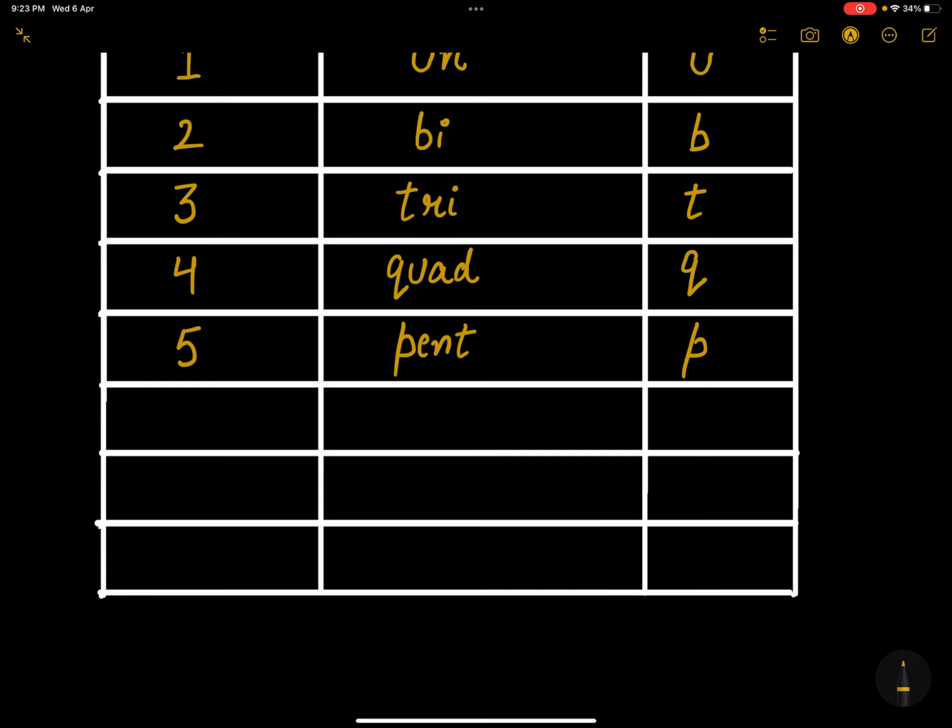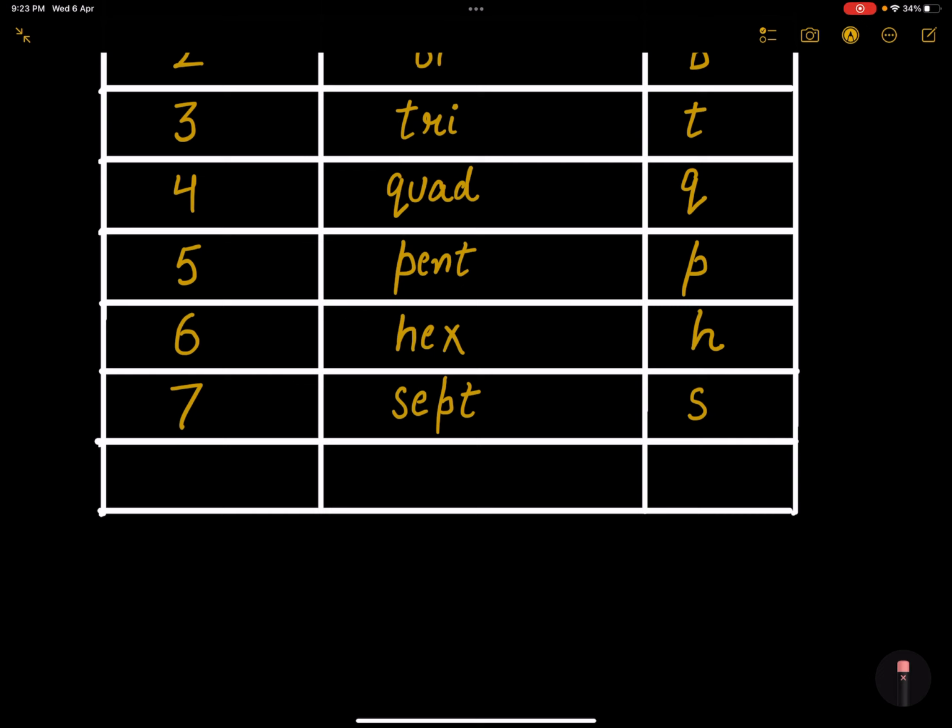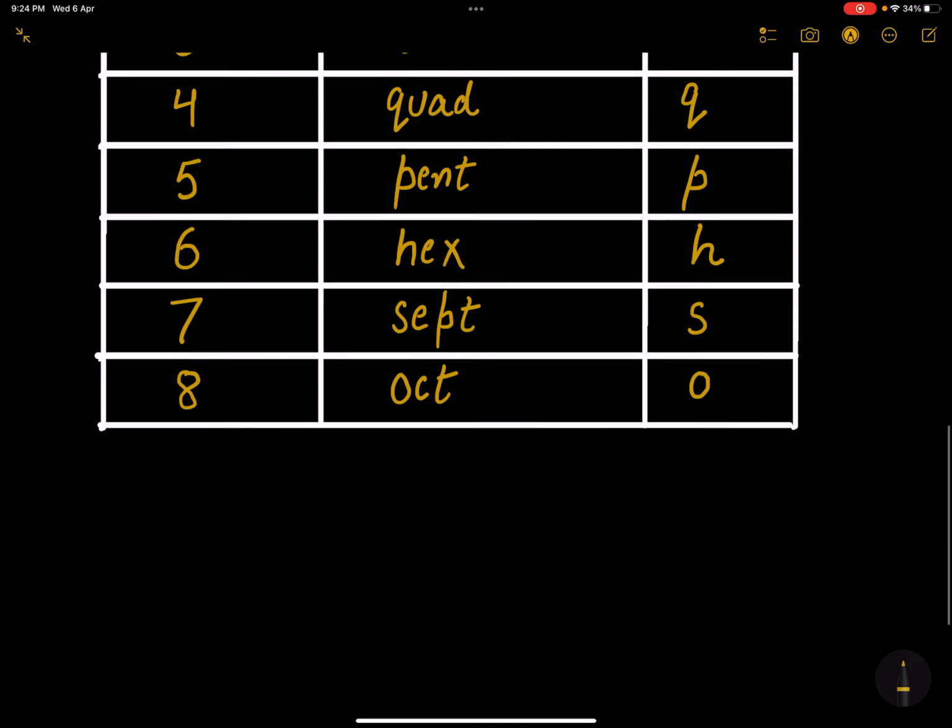Now the digit 6, its name will be hex, and its abbreviation will be small h. Now the digit is 7. Its name will be sept and abbreviation will be small s. Now the digit is 8. Its name will be oct and its abbreviation will be small o.